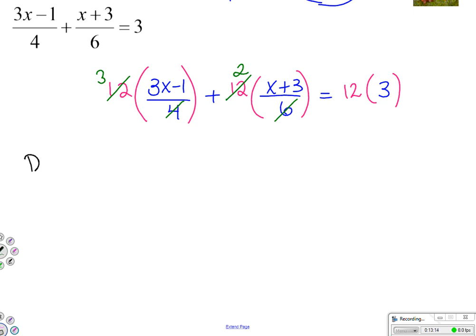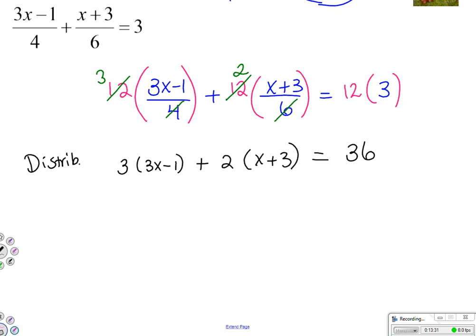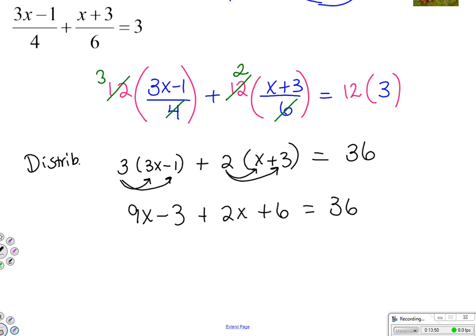Now I'm going to distribute. So I'm going to have the 3 times 3x minus 1. I'm going to have 2 times x plus 3. Let's go ahead and multiply that. That gives us 36. 12 times 3, 36. Distribute. So 3 times 3 is 9x. 3 times negative 1 is minus 3. Distribute again. 2x plus 6 equals our 36. Now it's about gathering like terms, isn't it?